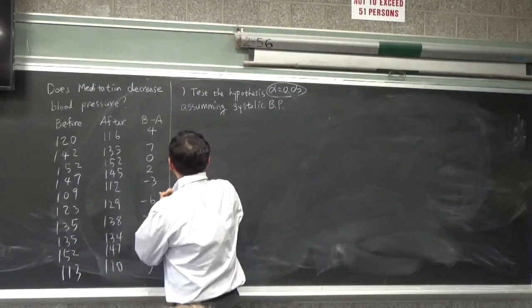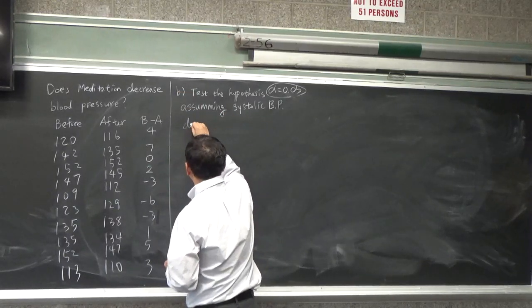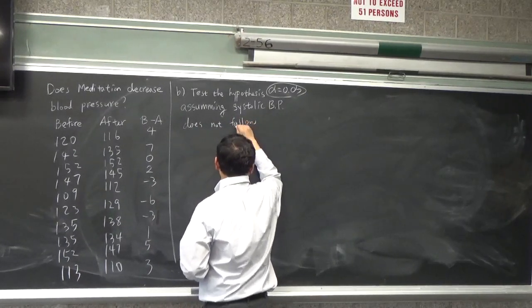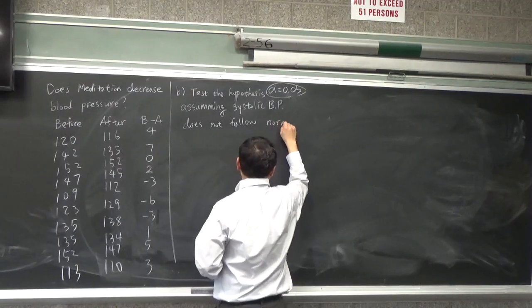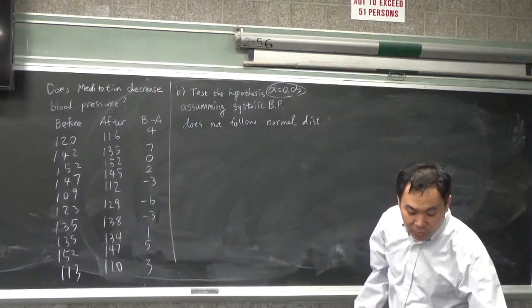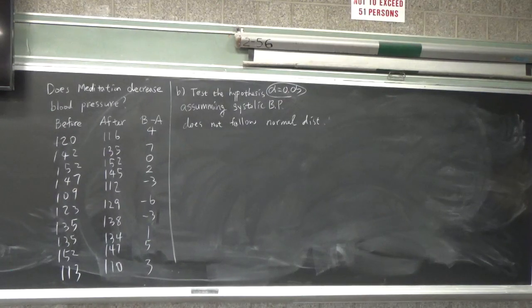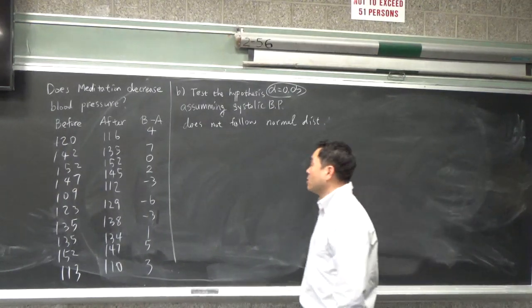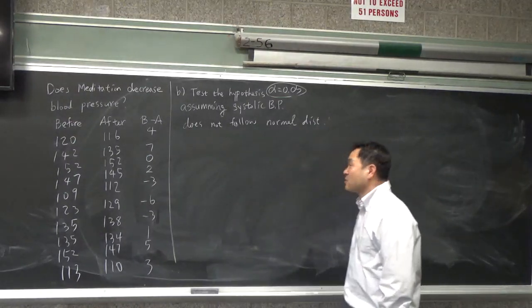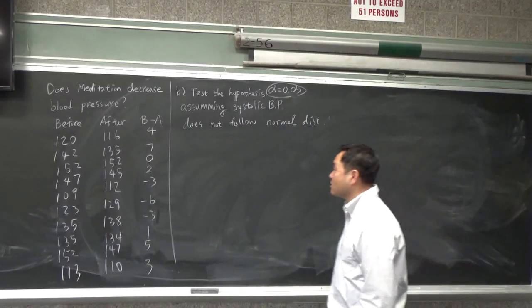Okay, B, assuming systolic blood pressure does not follow a normal distribution. In such a case, you're forced to use a non-parametric test. And one of the non-parametric tests that we learned was the Wilcoxon signed rank test. We also learned the sign test, but that's not good enough. So whenever you can, you have to use a Wilcoxon signed rank test.